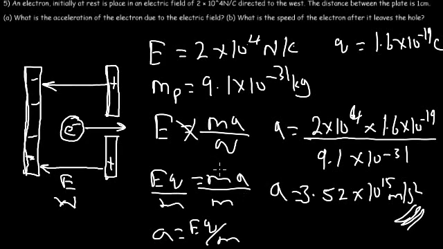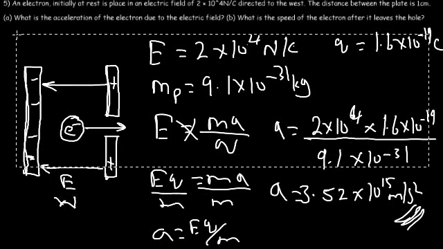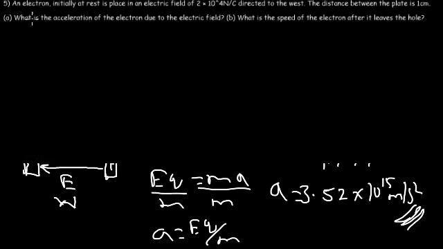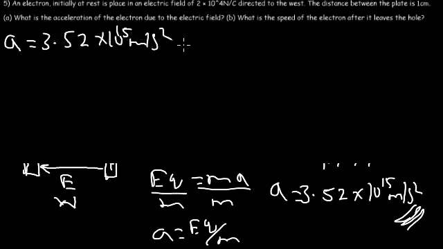To calculate the speed in this case, we will need to use some of the kinematics equations of motion. Which of them are we to use? We have the acceleration, we have the distance, and we have the initial velocity, which is 0. So we need the final velocity at which the object is moving. Let me write that out. We are not in need of this anymore. So, the acceleration is 3.52 times 10 to the power 15 meter per second squared.